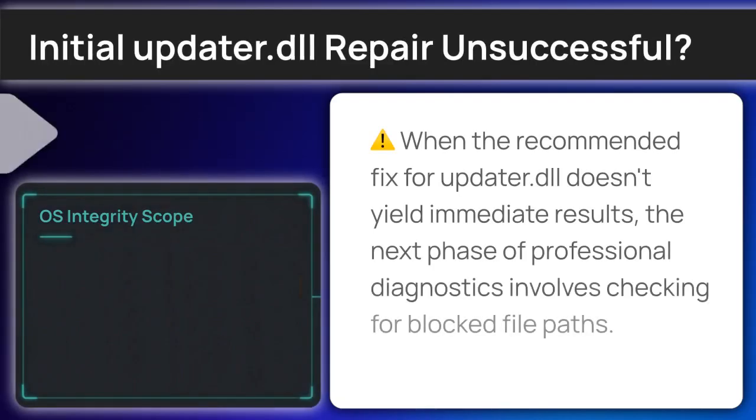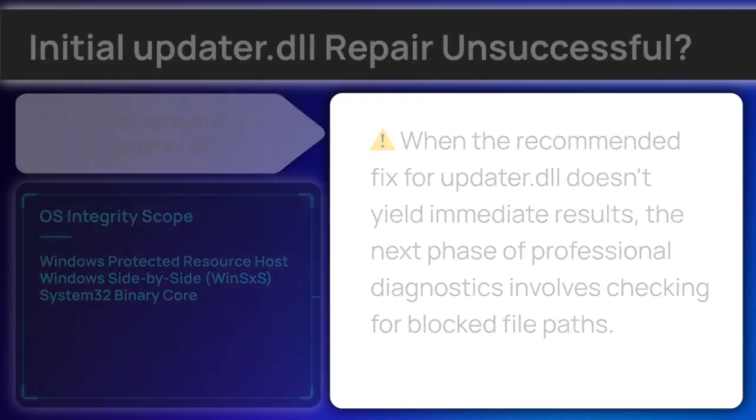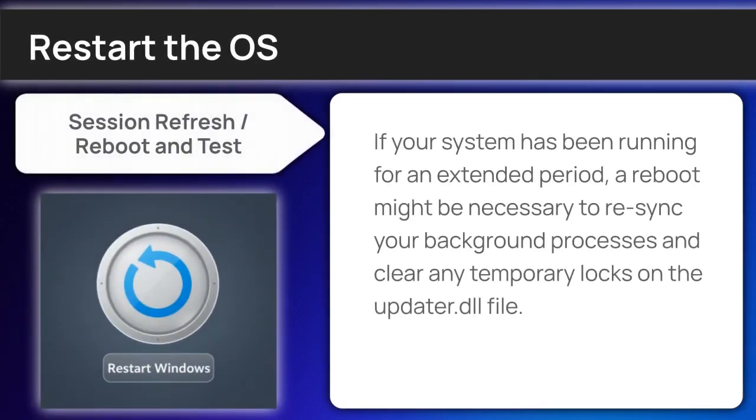If the redistributable repair didn't resolve the pop-up, the next logical step is to analyze the local environment for process conflicts. A standard restart allows the Windows bootloader to rescan your system directories and potentially recognize an unregistered Updater Library component.